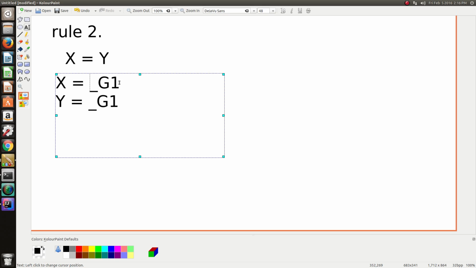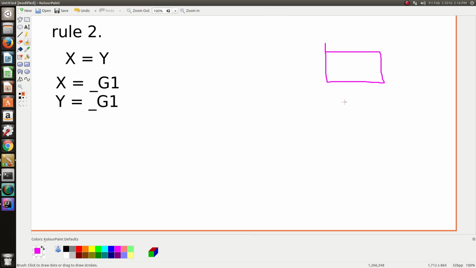When the memory address G1 changes, both X and Y will see this new value, so therefore they share the result. And what this means is that you have this shared memory address location called G1, and you'll have the variables X and Y. X and Y will refer to this memory location. So when you update the value of G1, now X and Y will see this new value.